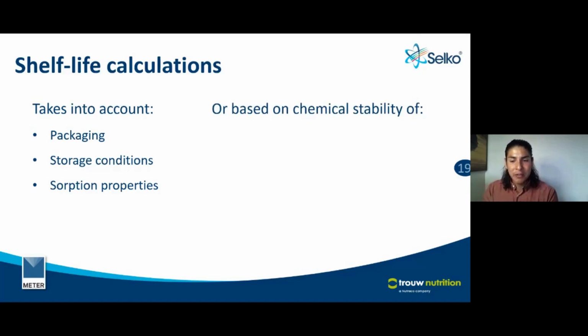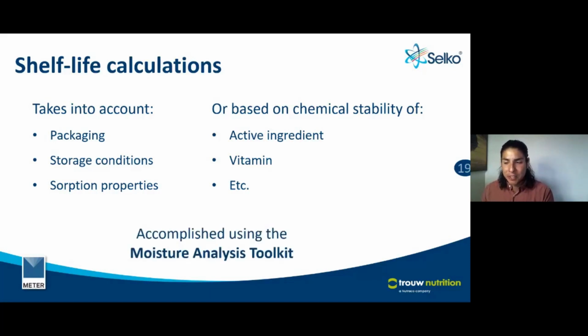We can also look at shelf life based on chemical stability. If your shelf life ends because an active ingredient is lost or a vitamin degrades or some other thing that we can measure over time, then we have another tool called the chemical stability tool. These types of calculations are found in our moisture analysis toolkit. This is software that we've developed that makes it really easy to take that isotherm data and turn it into a whole range of different solutions, including shelf life calculations.